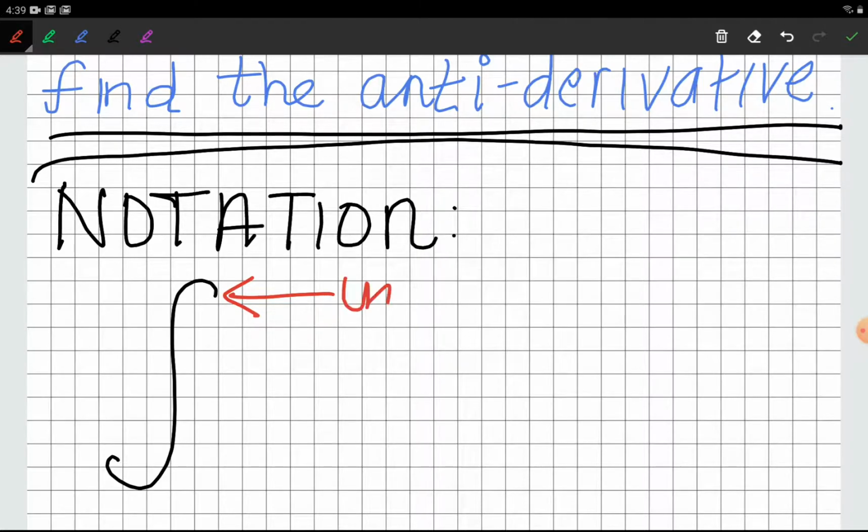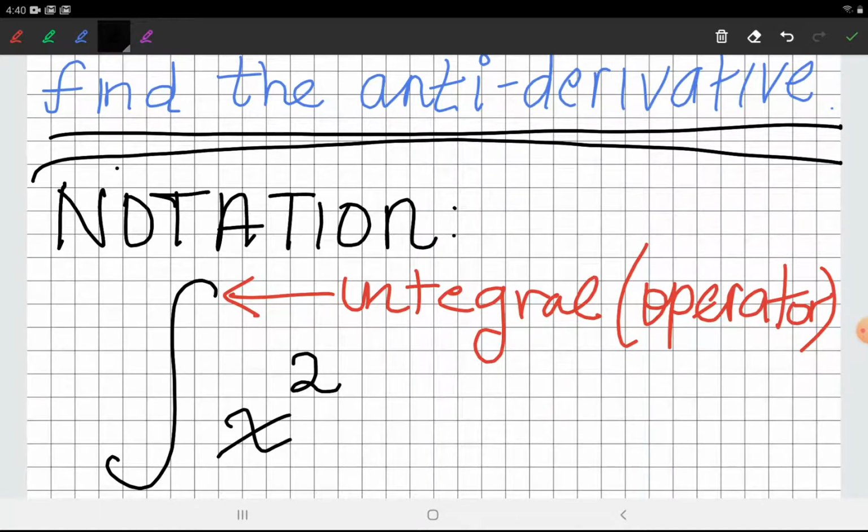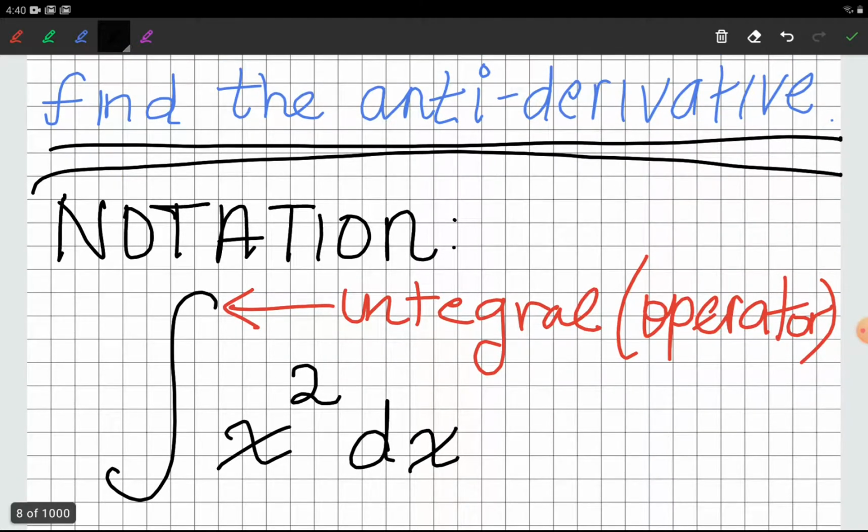This is the integral. It's an operator. It tells you what to do. When you see this symbol, it's telling you to find the antiderivative. So, say I have a function x squared, and the question is telling me, in regular words, find the antiderivative of the function x squared. What you're going to see is this, attached directly beside the function.